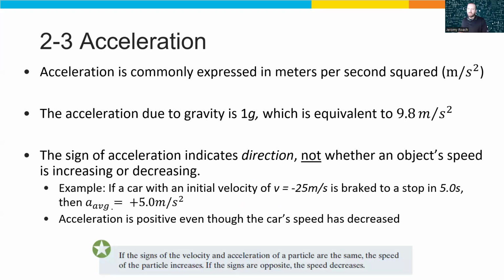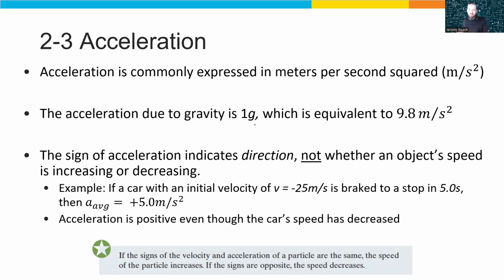That's a little bit less important, but we express acceleration in meters per second squared, and the acceleration due to gravity is 1g, and that's equivalent to 9.8 meters per second squared.